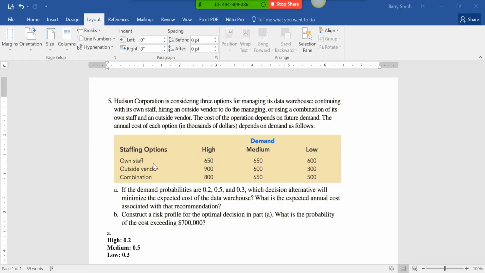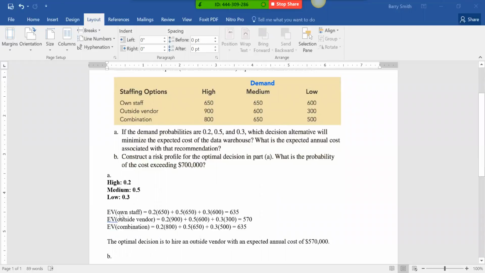So what we need to do is calculate the expected values. We're given the high, medium, and low, and we just put those probabilities and multiply them times the demand costs. And what we see is for the expected value, we're going to take the 0.2 times 650 plus the 0.5 times 650 plus the 0.3 times the 600, and we get 635. That's for the own staff.